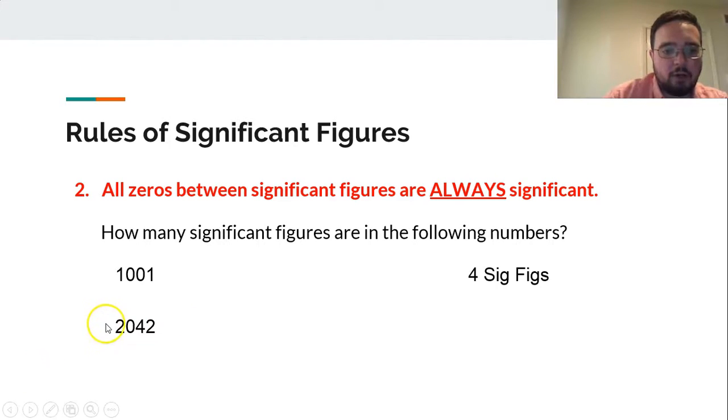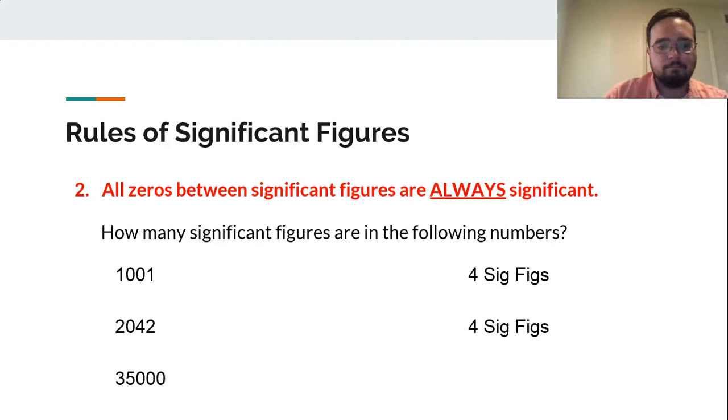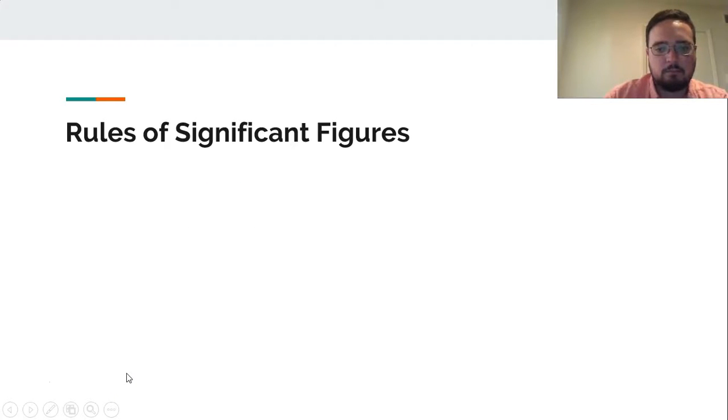Same thing, so all non-zeros are considered significant, so 2 and 4 are significant, with zeros in between. Therefore, all 4 of these are significant, and you get 4 sig figs. Now this one's a little bit more tricky. Obviously 3 and 5 are significant, but there's no significant figure on the other side of the zeros. So these 3 zeros are just what's called placeholders. Since there's not another significant figure over here, they're not in between 2 significant figures. So there's only 2 sig figs in this number. 3 and 5 are significant, the other 3 zeros are not.